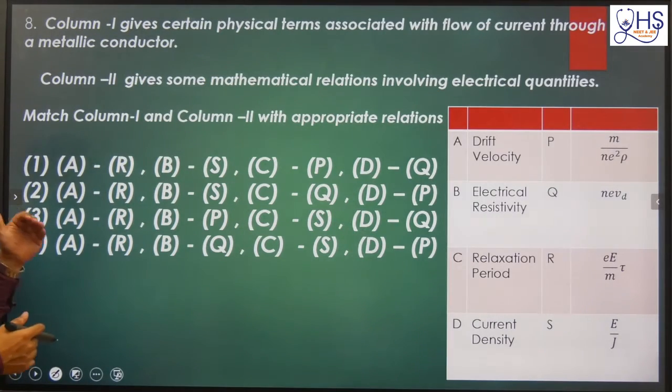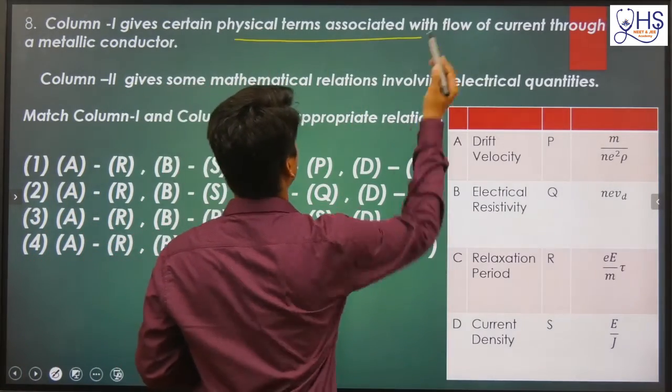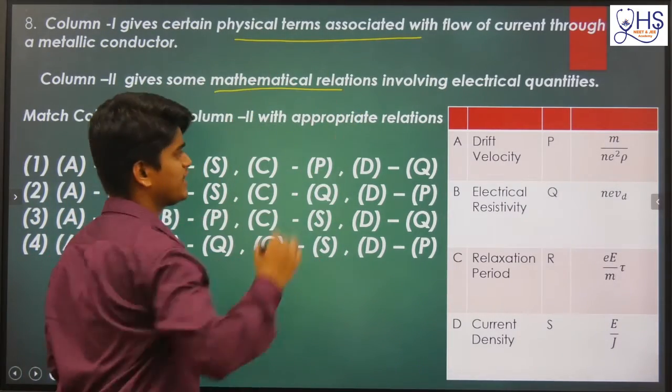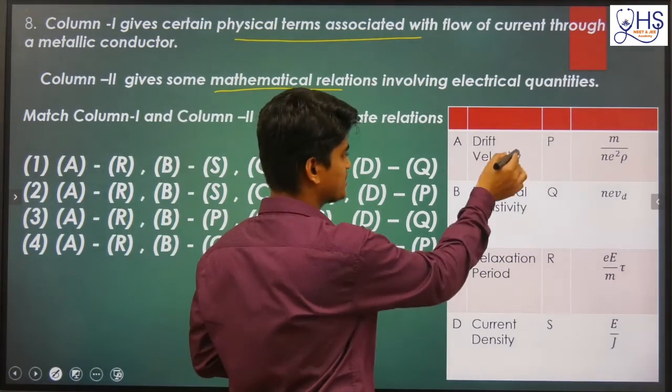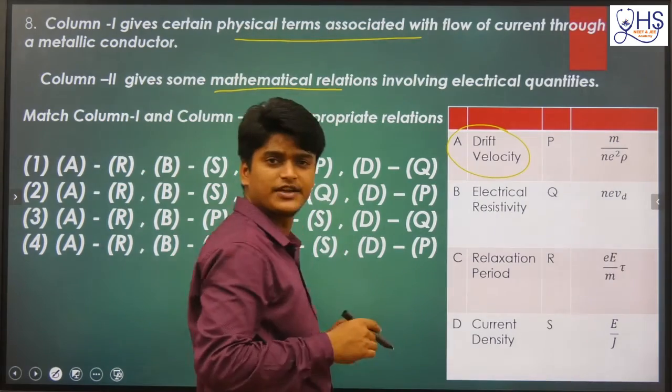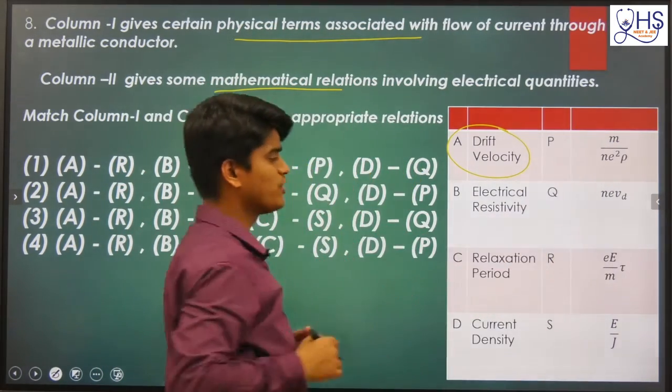Now here it is given column 1 and column 2, and in column 1 they have given some physical terms and their mathematical relation in column 2. We need to match it. So how to do this? First, focus here: drift velocity is given. So you need to check which formula the drift velocity formula matches with.